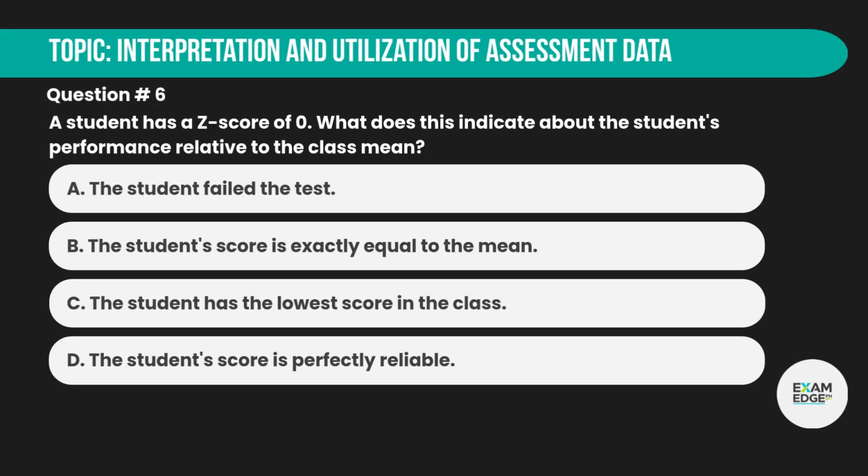Question number 6. A student has a z-score of 0. What does this indicate about the student's performance relative to the class mean? A. The student failed the test. B. The student's score is exactly equal to the mean. C. The student has the lowest score in the class. D. The student's score is perfectly reliable.